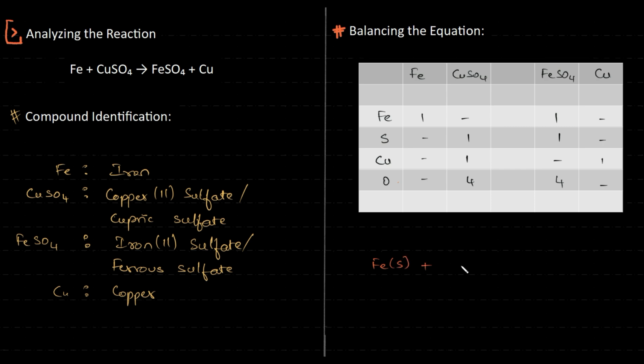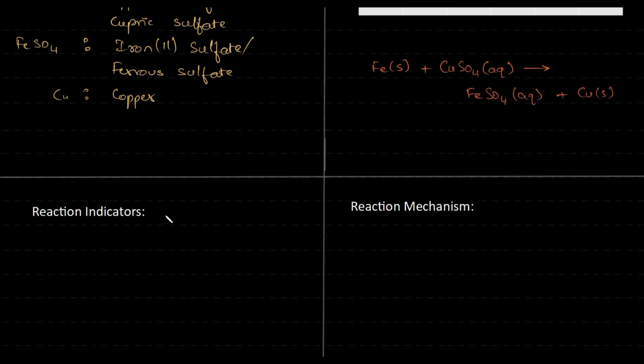Fe is solid, CuSO4 is aqueous. That is, it is mixed, or it's in water. That's the most simplest manner we can put it across. Then FeSO4, again it's in aqueous, plus Cu, solid. Right, guys?